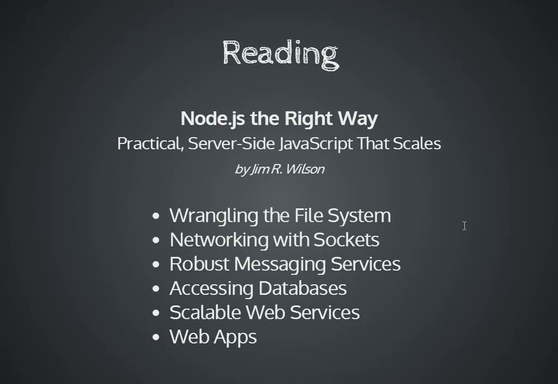So my coworker Prabin showed me this book last week. It's called Node.js the Right Way. It's a really small book. Actually, I read it in a day. Skimmed through most of it though, honestly. And it's really, really good. It talks about wrangling the file system. It talks about networking with sockets, robust messaging services, accessing databases, scalable web services, web apps.